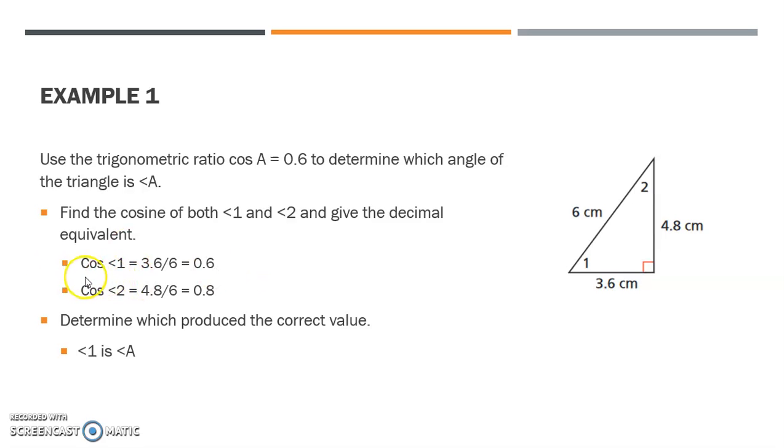So what I did is I did the cosine of angle 1, which is 3.6 over 6, and that divides to get 0.6. Then cosine of angle 2 is 4.8 over 6, which is 0.8. And then I checked both of these against what I knew I needed, 0.6, and I said, oh, this one is the right answer. So angle 1 is angle A. Okay, so it's your turn to try it. You have a check it out question coming up next.